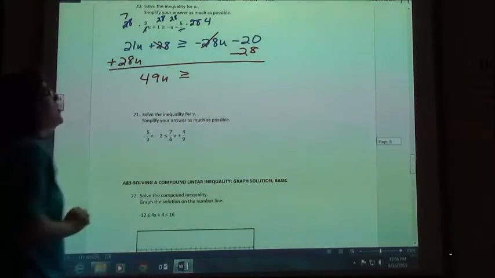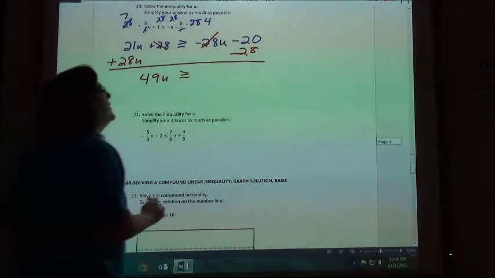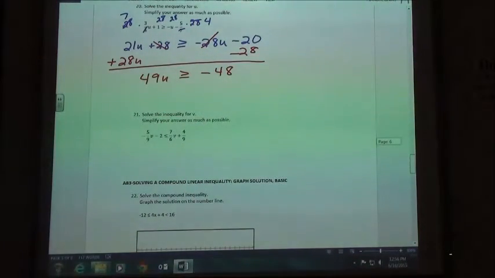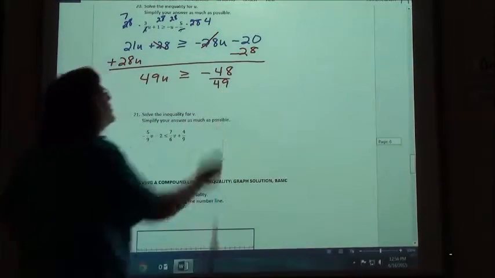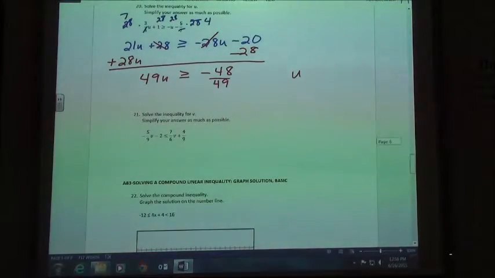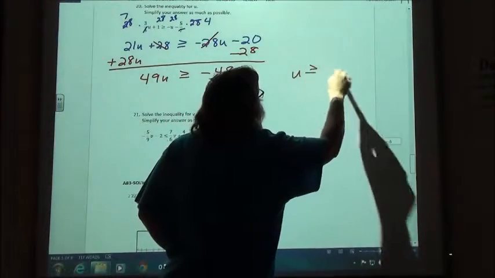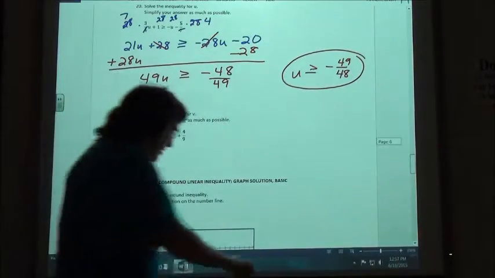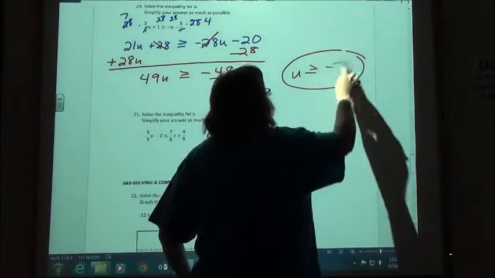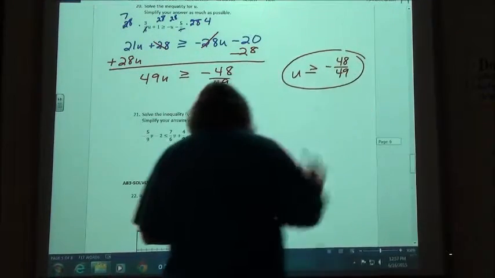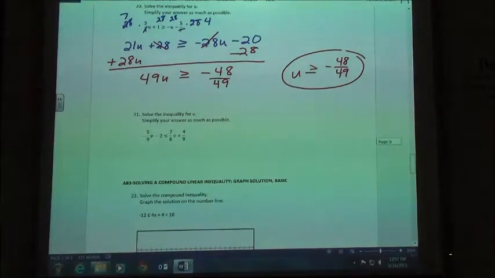49u is greater than or equal to negative 48. He's yawning now. And so when I divide by my 49, my answer would be u is greater than or equal to negative, whoops, I better write the right way. I'm trying to switch it around on you. 48 was on top. 48 49ths. Again, they'll put the negative out in front instead of on the top of the fraction.